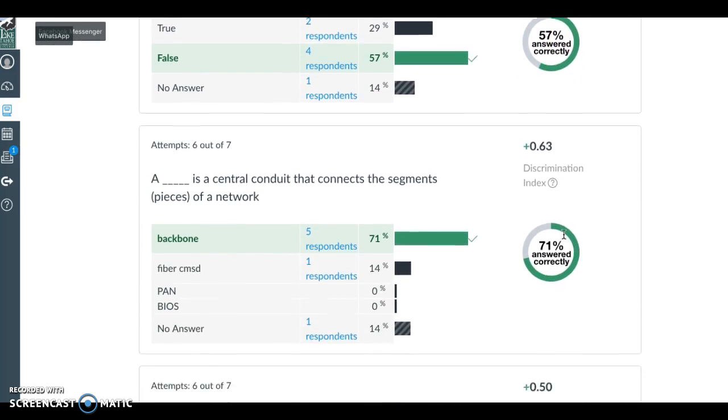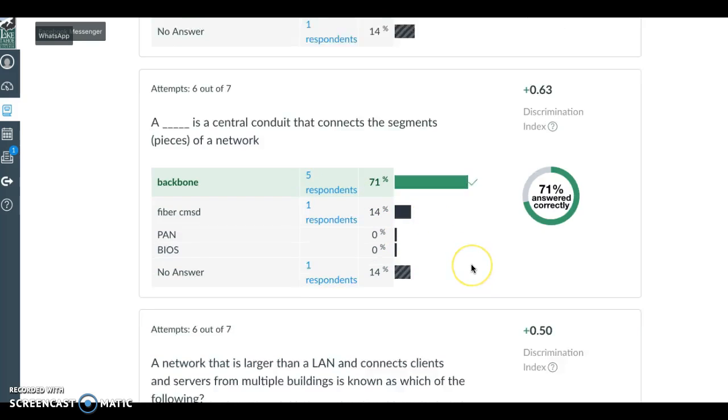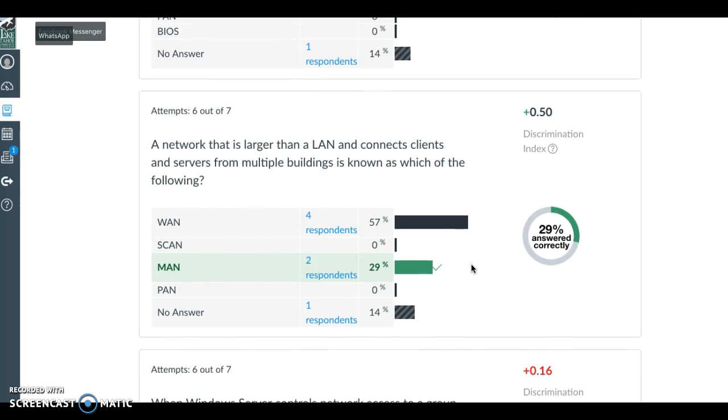And the next one, the backbone is the central conduit that connects the segments of the network. And if you think about it, this is just totally made up. It's not a PAN. A PAN is a personal area network, and that would be like with Bluetooth and stuff like that. It's not the BIOS. So you can eliminate answers also to get to the answer, but the backbone is the answer. And several of you did well on that.